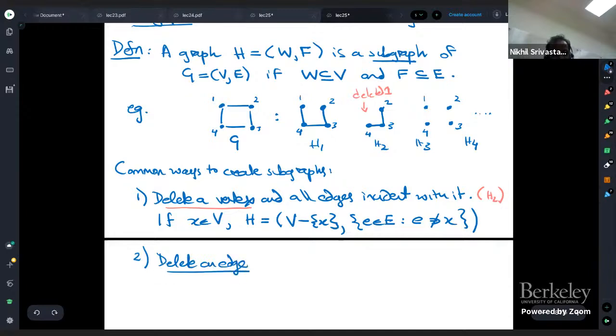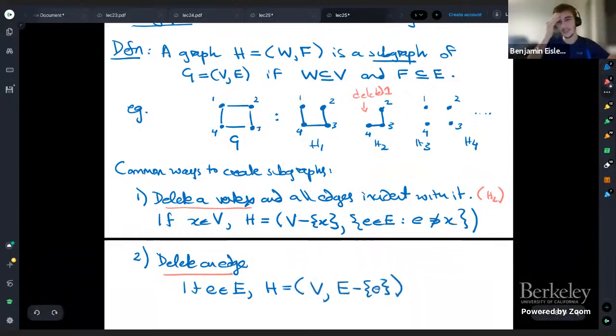This is actually in some ways simpler. It's saying don't change the vertex set, just delete an edge. So this means if you have an edge in the edge set of G, then you take H to be the graph with the same vertex set, and the edge set is just E minus this edge e. So in the above examples, what's an example of this kind of construction?